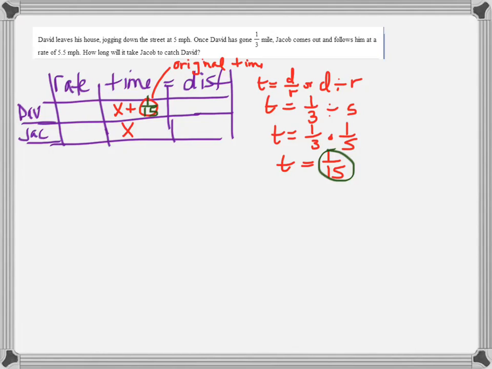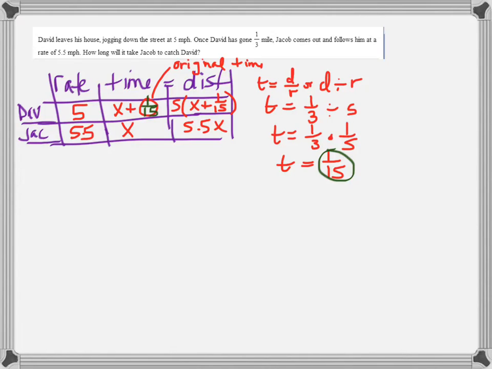Can you see how the two times compare? Jacob ran for x hours, and David ran for x plus that original amount of time. We were also given the rates of each, so David ran 5 miles an hour, and Jacob ran 5.5 miles an hour. I'm going to use the values in the chart to find the distance, because rate times time equals distance. So David's distance is just 5 times (x + 1/15), and Jacob's distance is 5.5 times x.